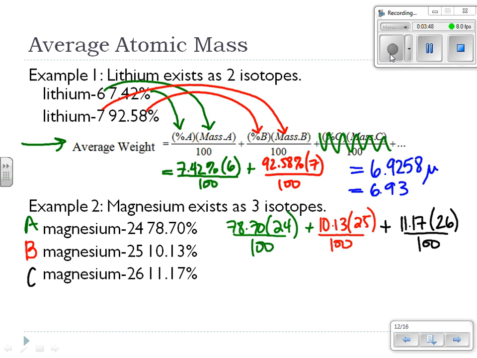So you punch all that into your calculator, and your mass should come out to 24.3247. So we're going to round that to 2 decimal places, so 24.32. And your unit is the atomic mass unit, or that mu symbol. So that's how you calculate the average atomic mass. We'll do a couple more examples of that in class.